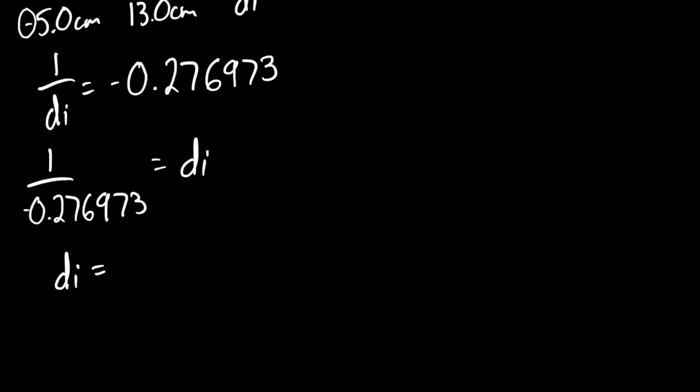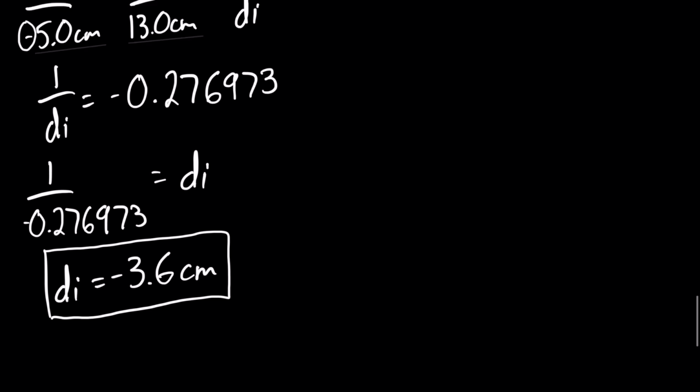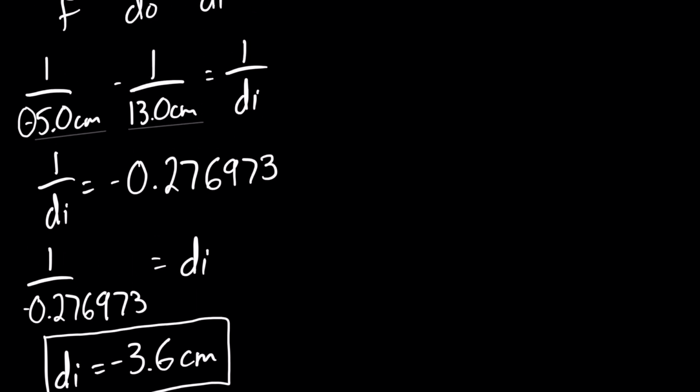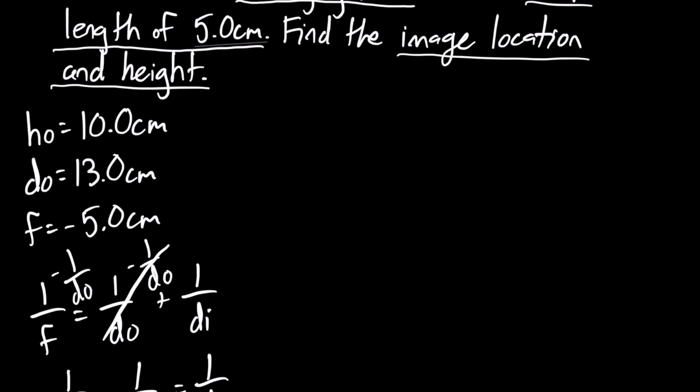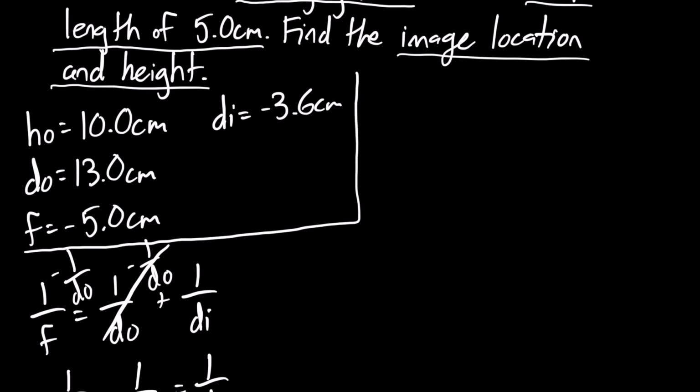So if you type in 1 over negative 0.276973, you should get a di of negative 3.6 centimeters with significant figures. And just make sure that's right. Yes, our focal length just has 2 sig figs, so that negative 3.6 should be good. So we have our di now. Perfect. So we can add to our little arsenal here of values. So negative 3.6 centimeters. I'll just cube this off so we have this.